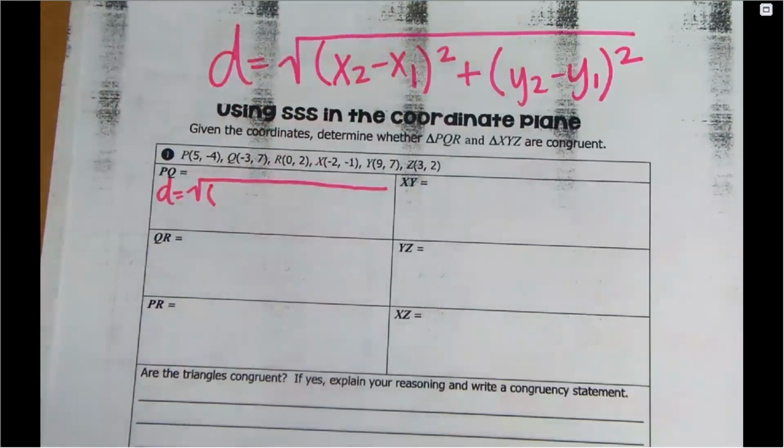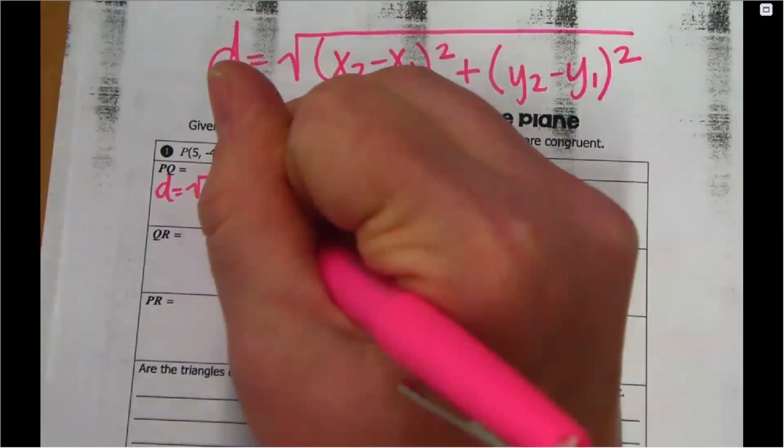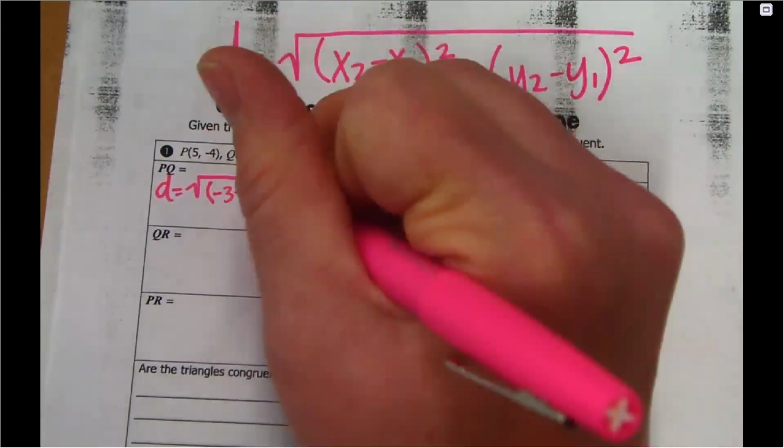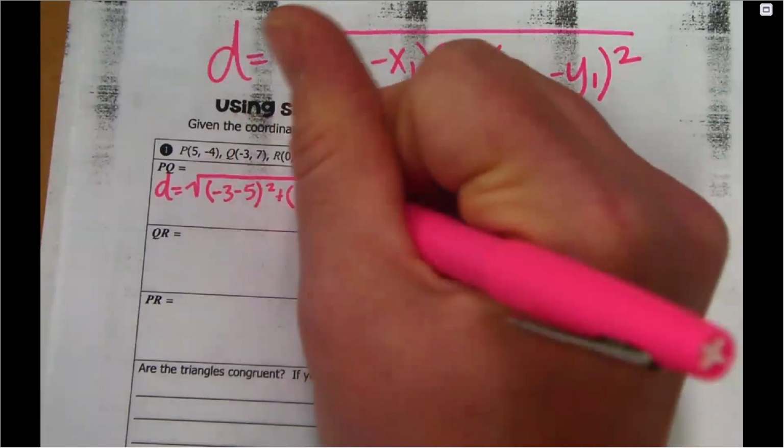So we're dealing with our x's. Again, it doesn't matter which order you do it. You just have to keep it organized. So I'm going from Q to P. -3 minus 5 squared, plus 7 minus -4, so plus 4 squared.